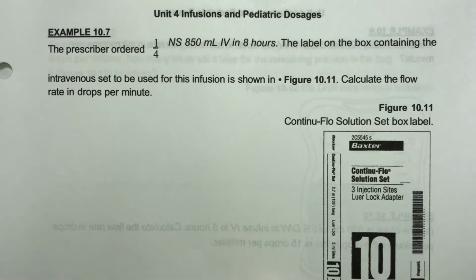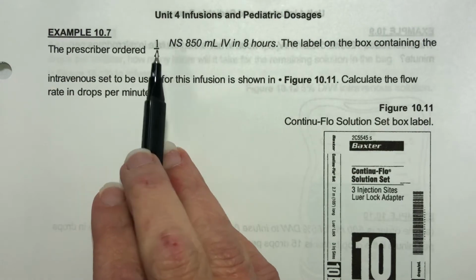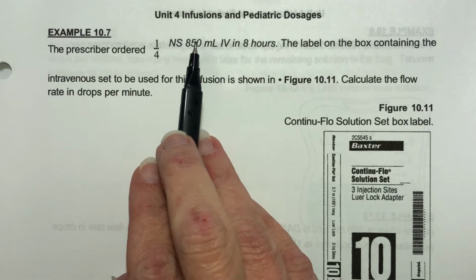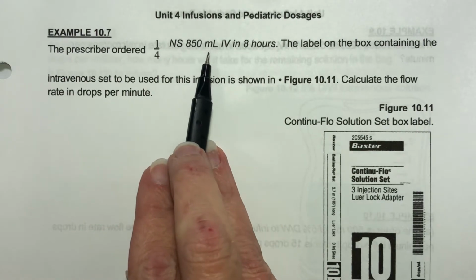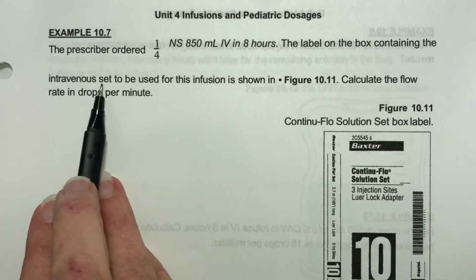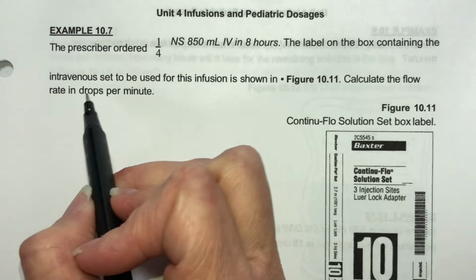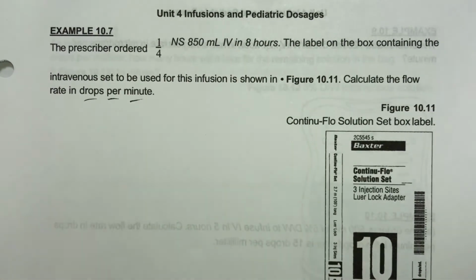This is part 2 of chapter 10. Okay, the prescriber ordered 1/4 strength saline solution, 850 milliliters in 8 hours. The label on the box containing the IV set to be used for this infusion is shown here. Calculate the flow rate in drops per minute.